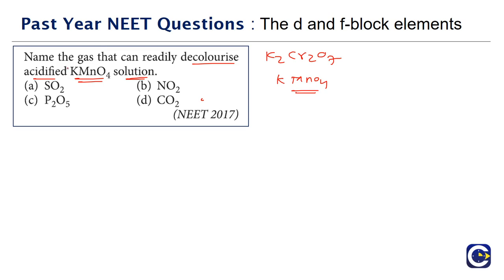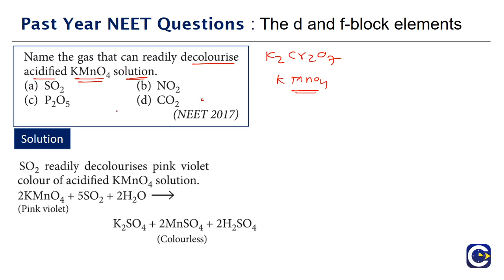So as a result of the reaction, there must be a colorless substance that is formed. If you look at the reaction between SO2 and the pink to violet color acidified KMnO4 solution, the pink violet color of acidified KMnO4 will be decolorized because of the formation of a colorless substance, manganese sulfate. Because of the formation of this, we will see that the solution is going to get what? Decolorized. So the gas that is able to achieve this is what? SO2. So the correct answer is option A.